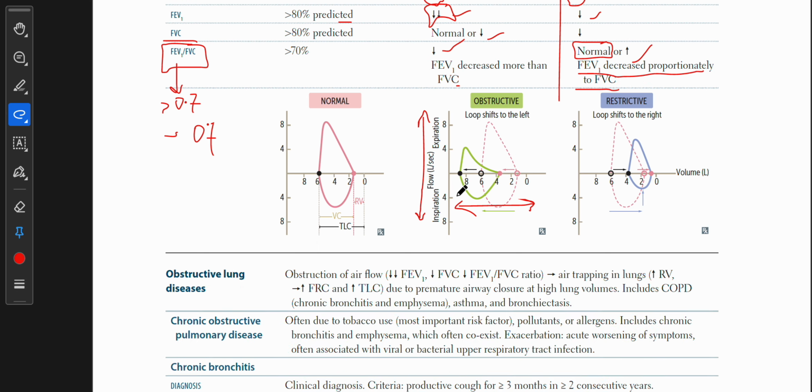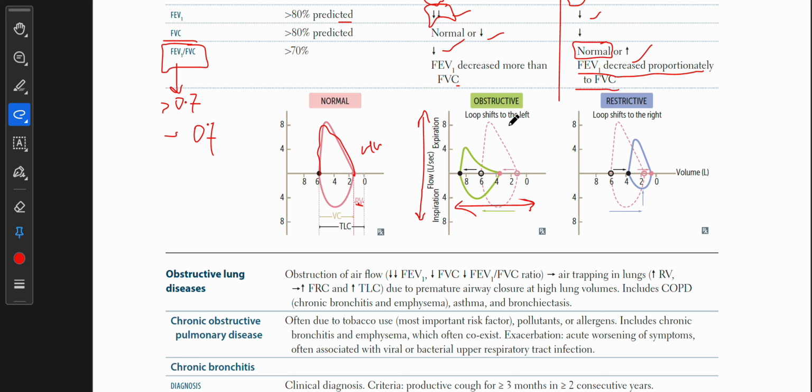And you can see here these flow volume loops. 6 liters of air is present at inspiration, with expiration down to 2 liters, right? There is a total lung capacity of 6 liters. 6 minus 2, 4 liters. We just breathe 4 liters here, and the residual volume is 2 liters, and the vital capacity is also 4 liters.